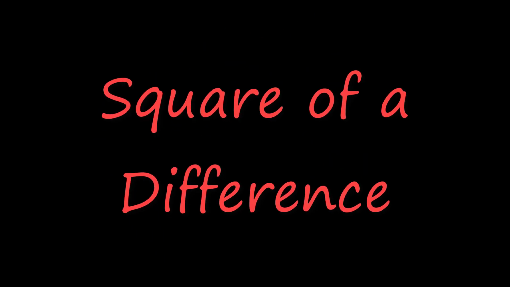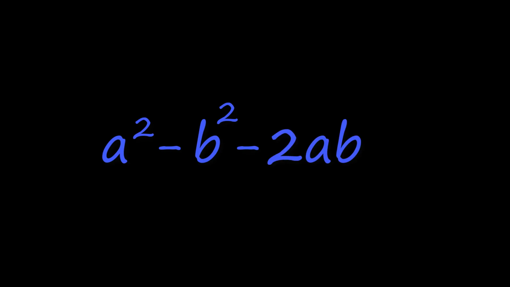Okay, let's move on to the next property. The next property is square of a difference, basically the inverse of square of a sum. Now that you know that you can't distribute the exponent, you might be thinking, oh, instead of a² + b² + 2ab, it's a² - b² - 2ab. But again, that's not the case. Let's write it out again.